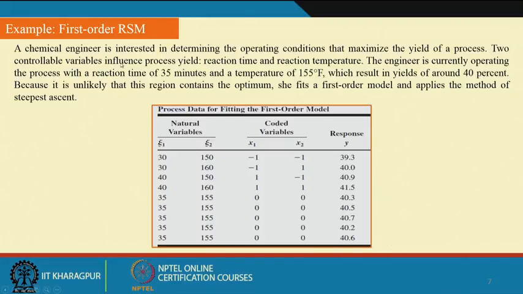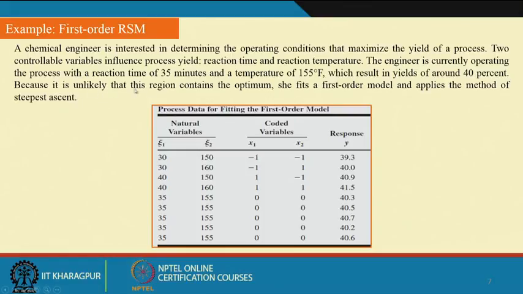A chemical engineer is interested in determining the operating condition that maximizes the yield of the process. Two controllable variables influence the process yield: reaction time and temperature. The engineer is currently operating the process with a reaction time of 35 minutes and a temperature of 155 degrees Fahrenheit, which results in a yield of around 40%.